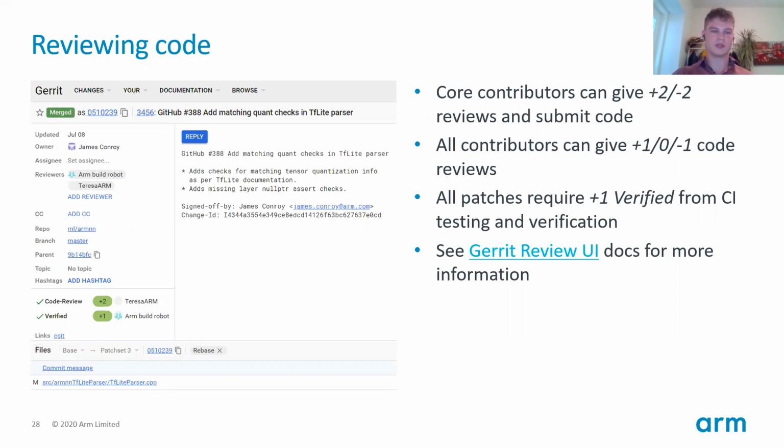And on the left here, we've just got an example of a GitHub issue that I was working on. You can see in the Git commit title, I'm using GitHub hash 388. That's the format that's used to link with the GitHub issue number. You can see on the left side the owner, which is myself, and the names of the reviewers. You can see who reviewed the code and gave it a +2, that was Teresa, and the verify +1, which came from our internal CI system.